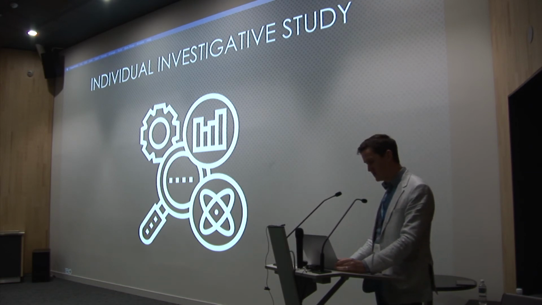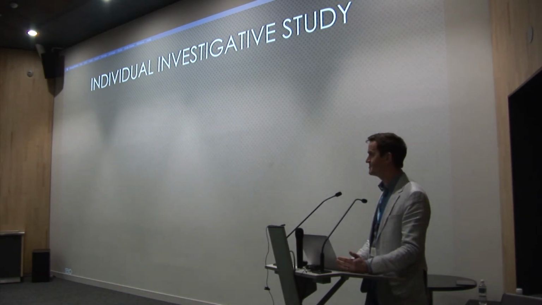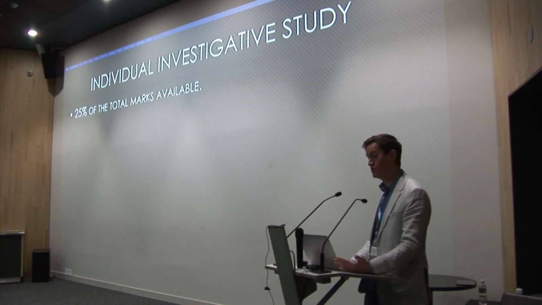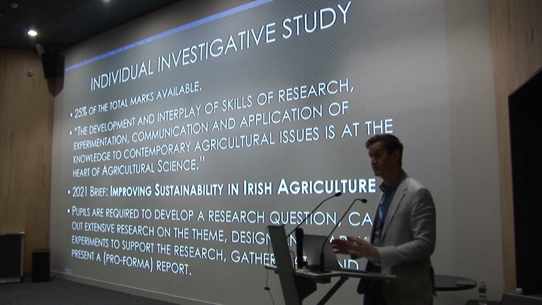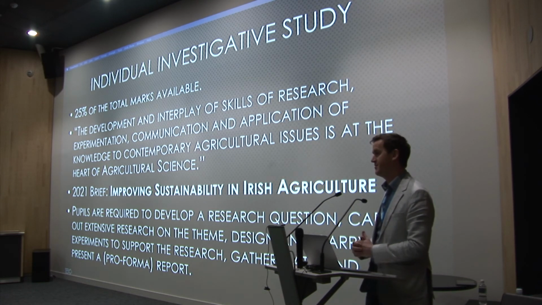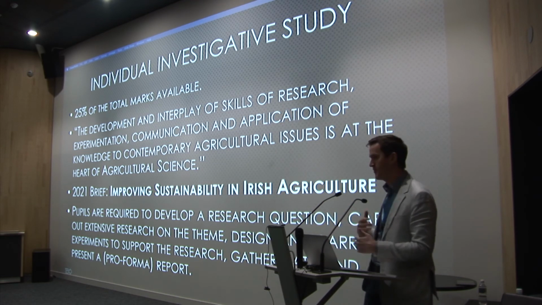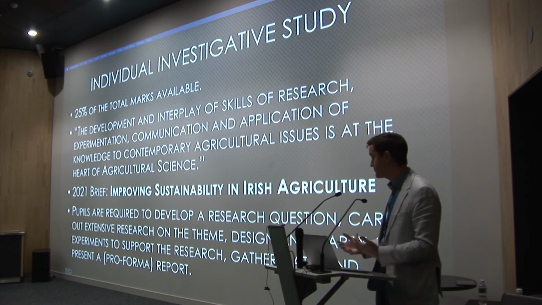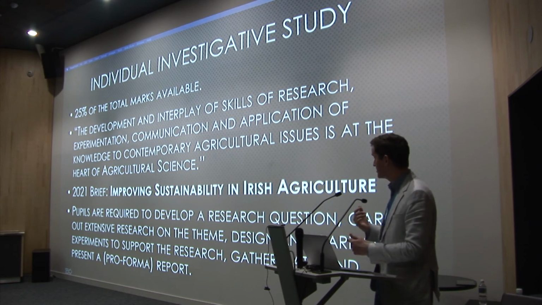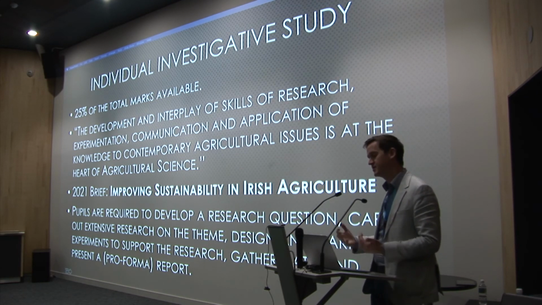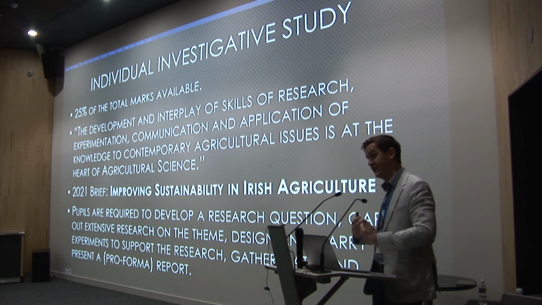The practical assessment component has been replaced by an individual assessment investigative study. And in all intents and purposes, it's a mixture of CBA1 and CBA2 within the junior cycle. So I think I'm willing to reserve judgment on this. I'm actually quite excited about implementing this in the classroom, to be honest. Pupils, as you can see from the bottom, have to develop a research question, carry out extensive research within the literature on that. They then must carry out experiments to support the research, gather the data and present it in a pro forma report, which is 2,500 words. So I'm really looking forward to getting stuck into this.